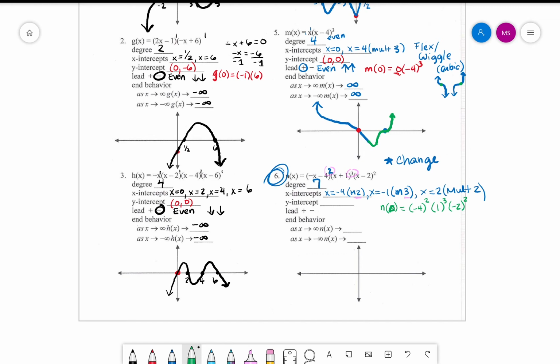So equals 16 times 1, well, that's just 1. And then you have -2 times -2 gives you a positive 4. So 16 times 4 is 64. So your y-intercept is (0, 64). Nice. Okay, so leading coefficient.